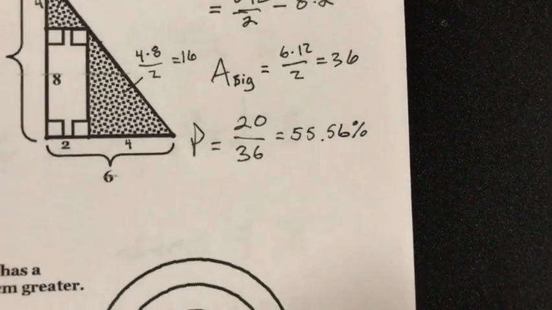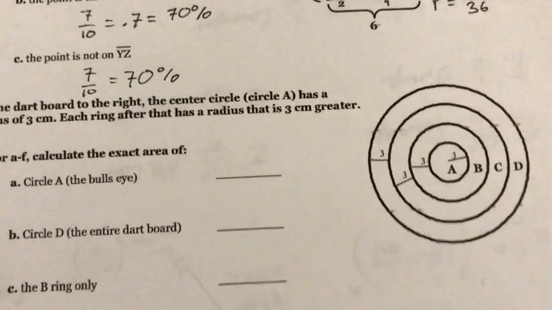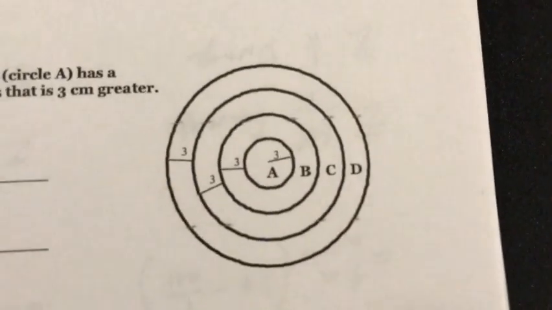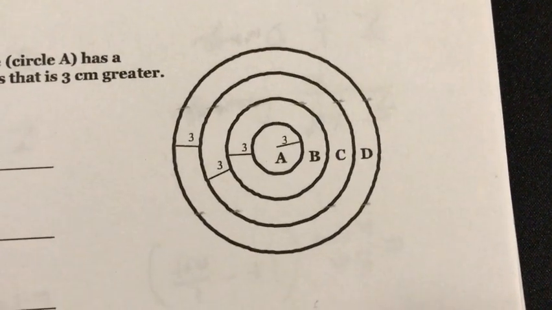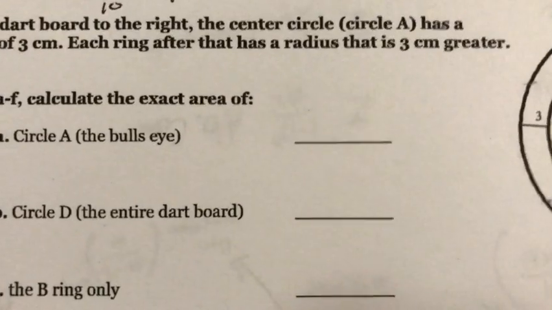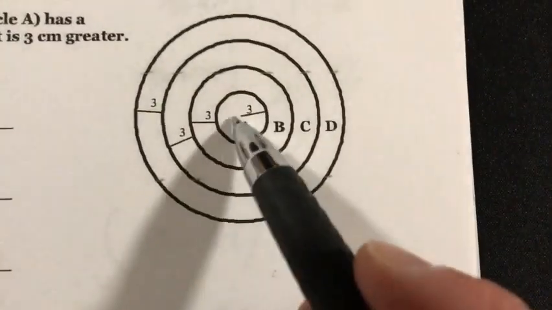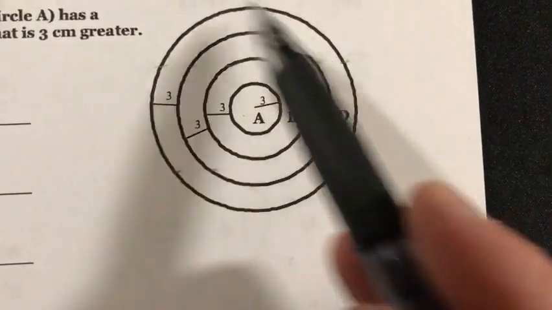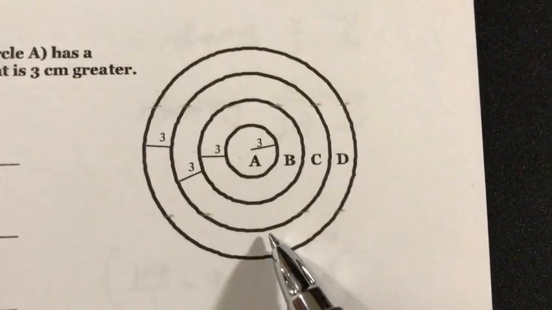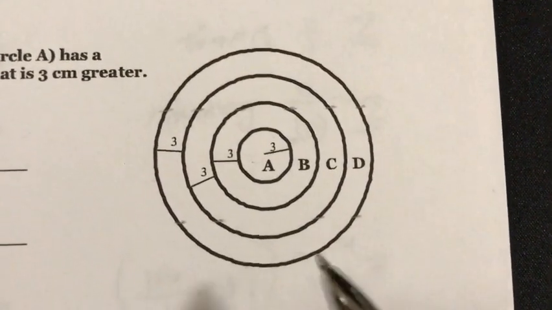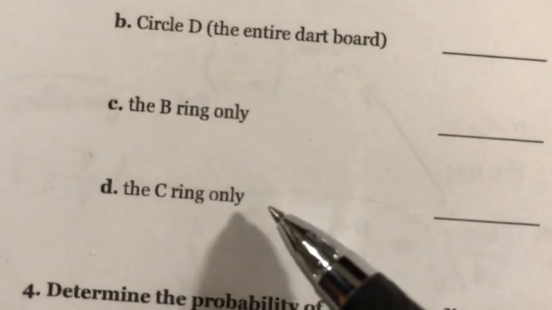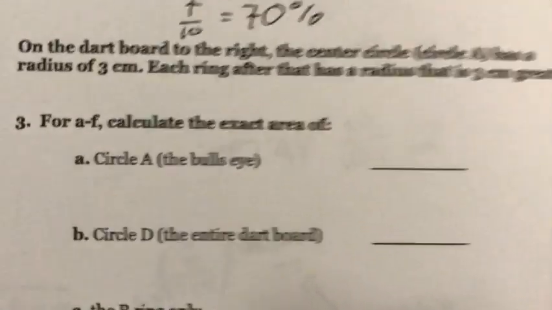Or about 56%. And then the dartboard problem, similar to the problem that I had in the notes yesterday. I've got a whole bunch of rings in this dartboard. In this case, it's asking me for first the areas, the area of circle A, circle D. Circle A is just this bullseye region. Circle D is the whole thing. That'll be important for the denominator in our probability fraction. And then the B ring and the C ring, well, let's talk about those when we get to them.